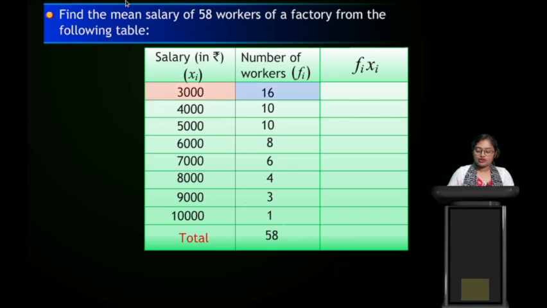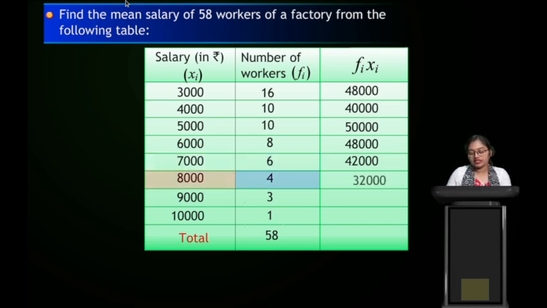Let's start. The product of 3,000 and 16 is 48,000. What about the product of 4,000 into 10? It is 40,000, right? Yes. Then what is the next value? Yes, it is 50,000. Then what is the product of 6,000 and 8? It is 48,000. Then what about the product of 7,000 and 6? It is 42,000. Then what is the product of 8,000 into 4? It is 32,000. Like this we have to find the values of fi xi.